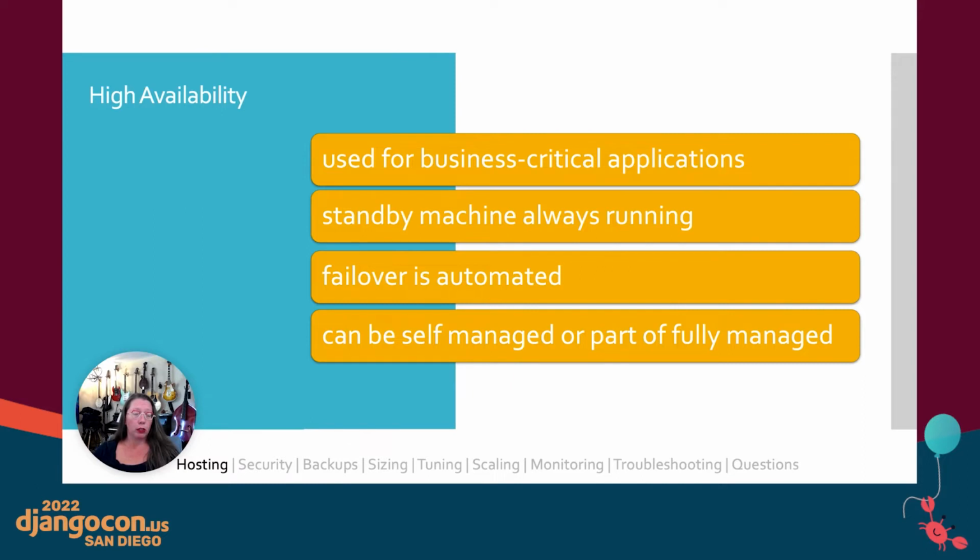When you're shopping around for Postgres, you'll also see a lot of talk about high availability. So I just want to touch on that really quickly. High availability, when you're talking about it with Postgres, is typically used for business critical applications. The database cannot go down. You might have a downstream SLA with your own customers or users. When you have high availability Postgres, you have a standby machine that is already running. It already has the data loaded and the failover to that machine is automated. There's a couple open source tools if you want to self-manage this yourself, or it's built into a lot of the fully managed options.